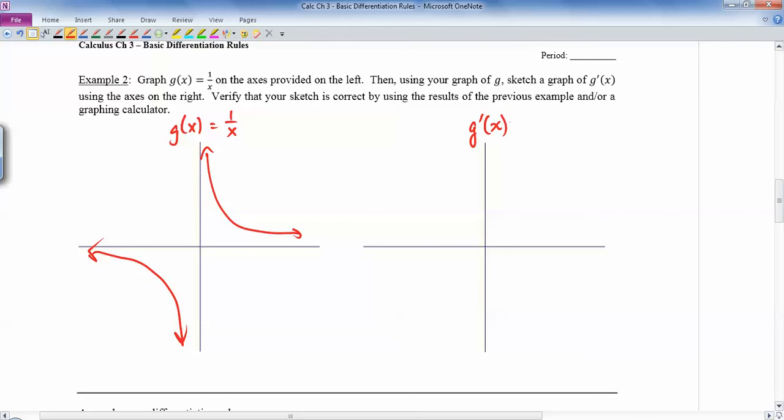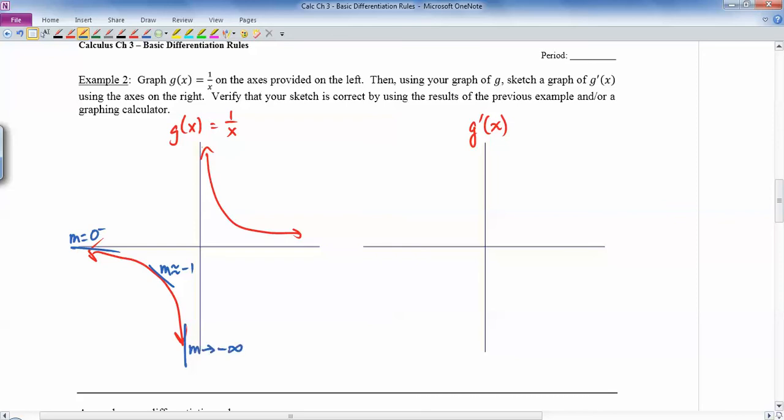So when I do this, here's kind of how I look at it. Way out here, the slope is really close to 0 but negative. So I'm going to say the slope is 0 but negative. Right about here, let's say the slope is about negative 1. And down here, the slope is getting really close to negative infinity.